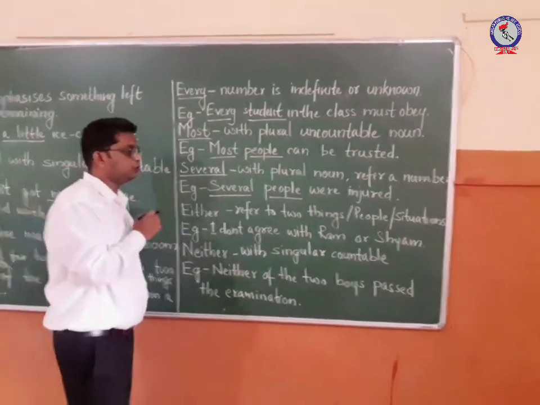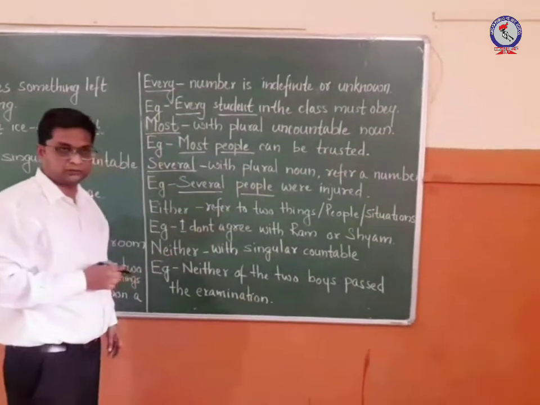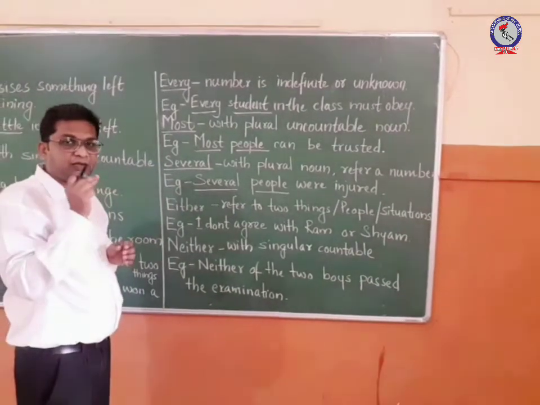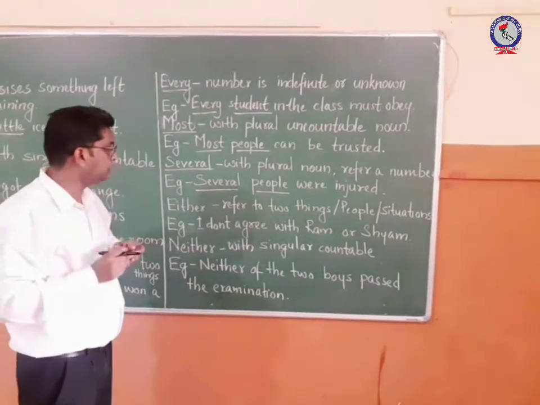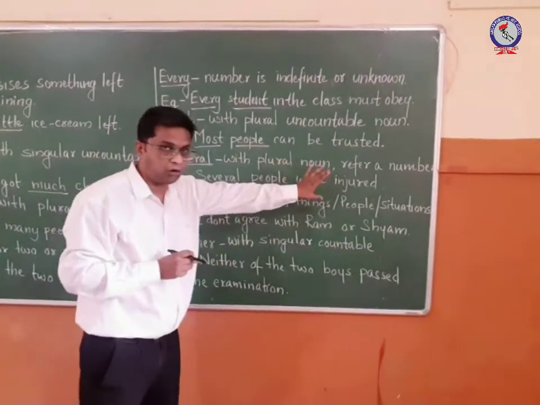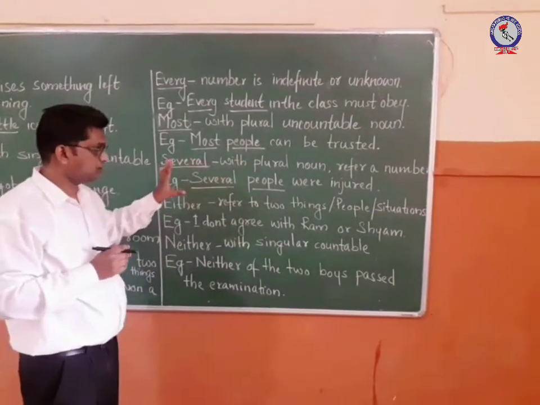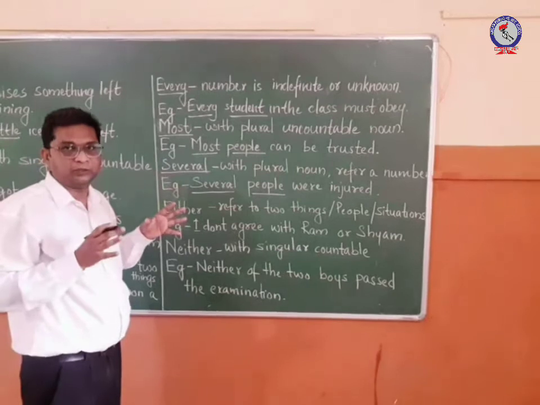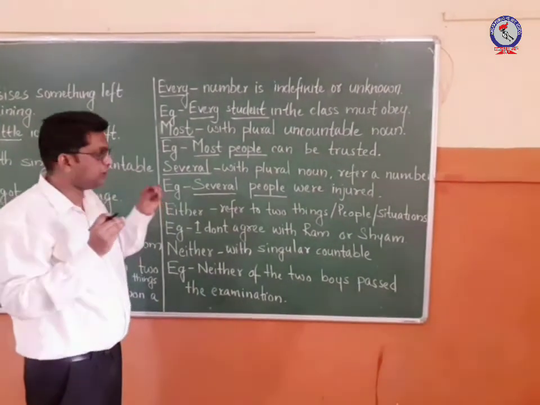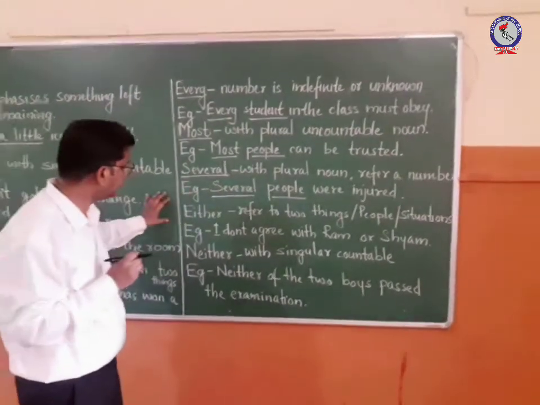Several will be used with a plural noun, referring to a number. Several will be used with a plural noun, but it will have a specific number. Example is here: several people were injured. Now see here, people are plural and it has a number, several people. That means there is a number referring to. So people were injured, several people were injured.